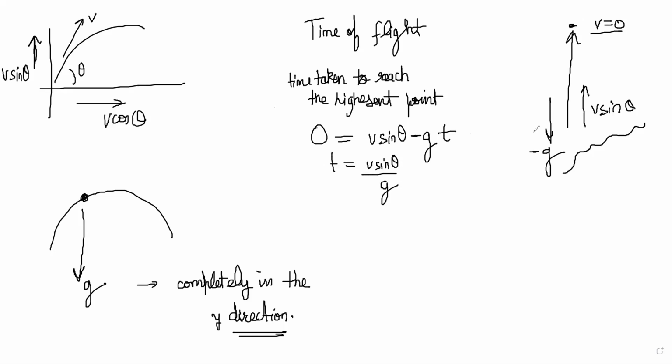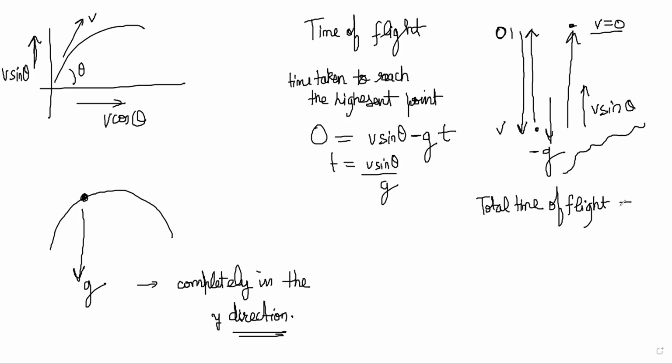Now, if it takes this much time for the velocity to go from v to 0 here, it will take an equal amount of time for the body to come back the same distance, because velocity goes from 0 to v when it comes back, right? You can confirm it by applying the equations of motion yourself. You will get that the total time of flight is double the time taken to reach the highest point. Total time of flight becomes basically 2v sine theta by g. So basically this concludes our understanding of the y direction motion.